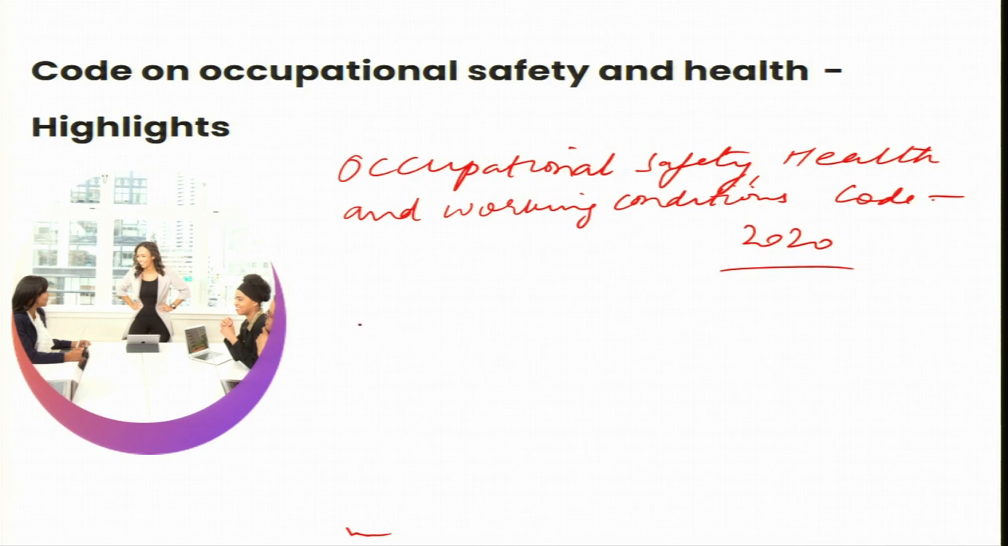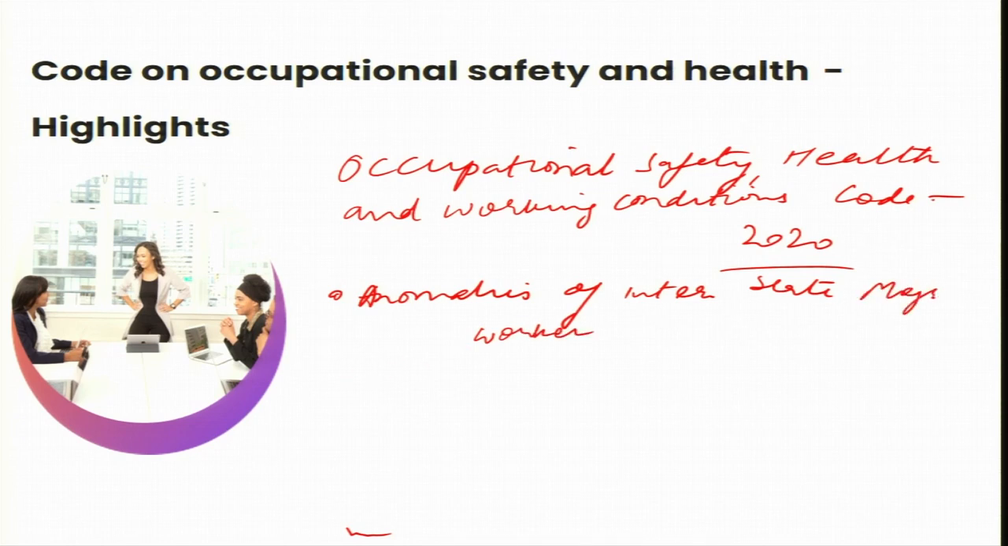Certain anomalies were there in the context of the Interstate Migrant Workers Act 1979, and they have been very beautifully, very comprehensively recognized and addressed by this OSH code. Earlier, only workers appointed by a contractor were recognized as interstate migrant workers. However, under the new provision of the code, they can now register themselves as interstate migrant workers on the national portal.